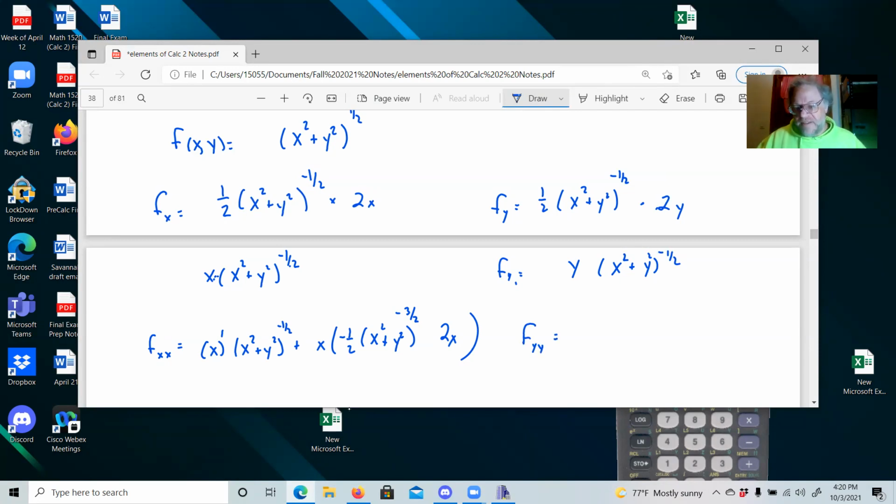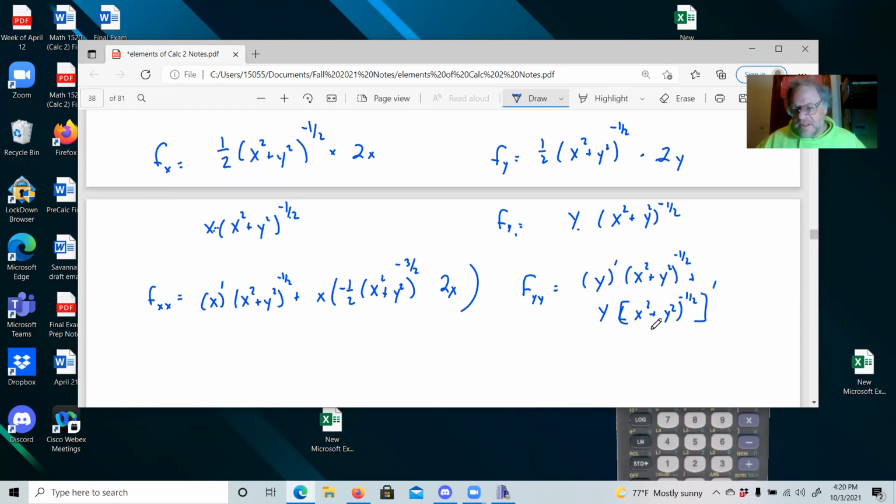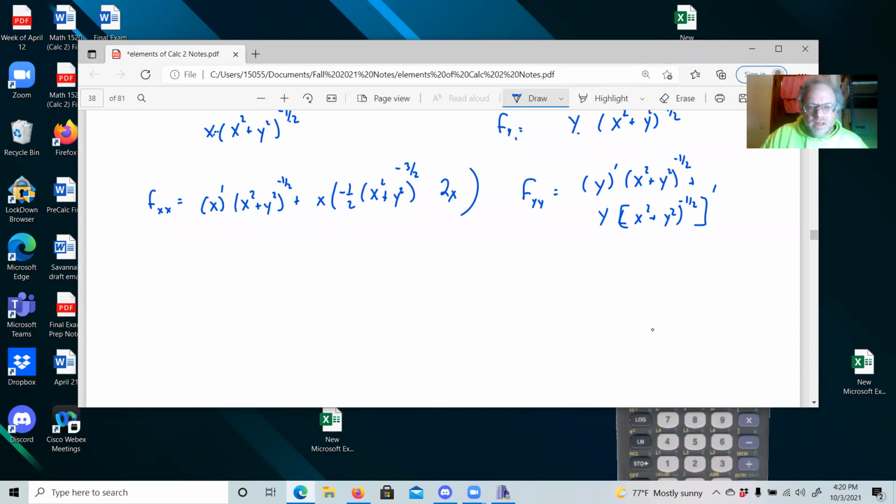Fyy. And again, we have what's the derivative of the first times the second, plus the first times the derivative of the second. I'll do this one in 2 parts. All right. So here we have 1, it's this derivative. We have x squared plus y squared to the negative 1/2.